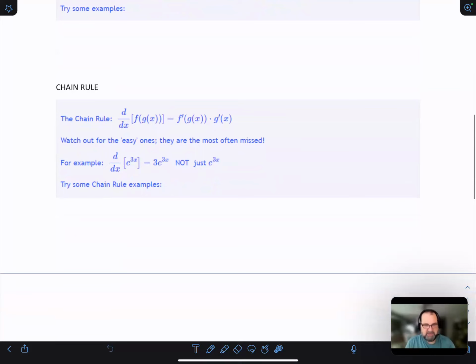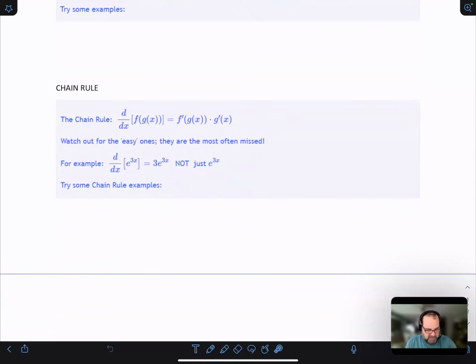And then the last big derivative rule is something we call the chain rule. The chain rule tells you how to do the derivative for a composition of functions. That is, when g is inserted inside of f, what is the derivative? And again, there is a rule for this. The derivative of f composed with g is f prime with g inside it times g prime.